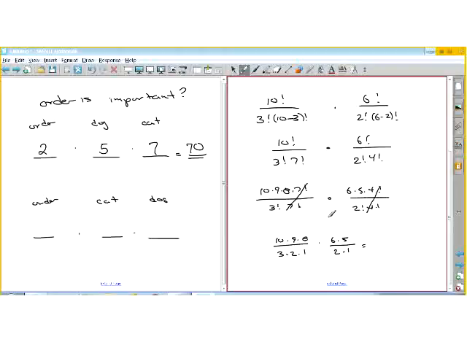10 times 9 times 8 times 6 times 5 divided by 3 times 2 times 1 times 2 times 1. You can ignore the 1s if you want to. And you get 1,800 arrangements.